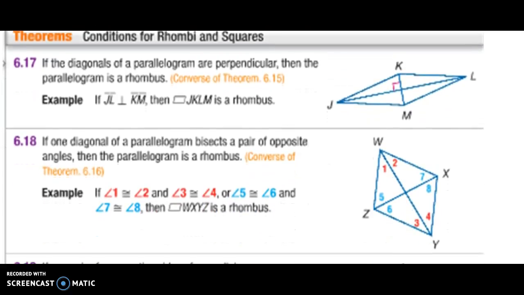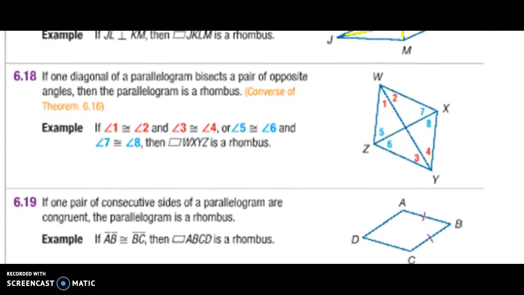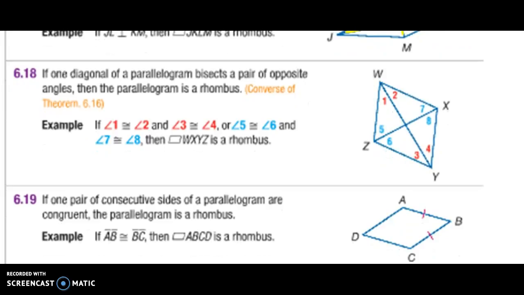So here, theorem 6.7 says if the diagonals of a parallelogram are perpendicular, then the parallelogram is a rhombus. So anytime you get these diagonals right there, and they form 90-degree angles, then it's a rhombus. If one diagonal of a parallelogram bisects a pair of opposite angles, then it's a rhombus. So essentially, if you have these angles right here equal to each other, or these two angles equal to each other, on the opposite sides, then you know for sure it's going to be a rhombus.